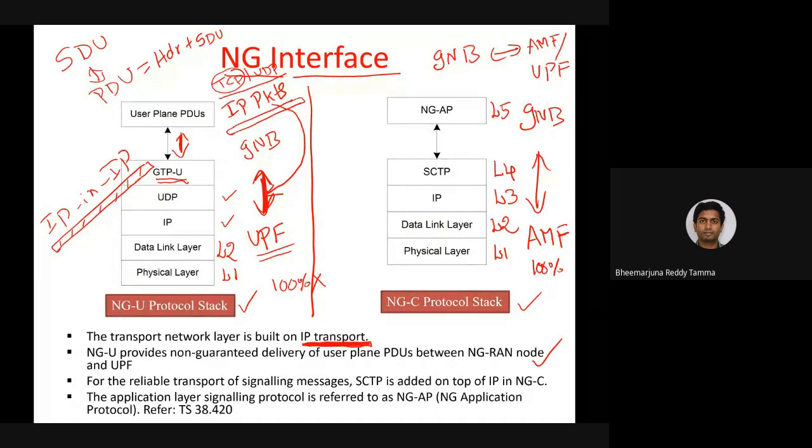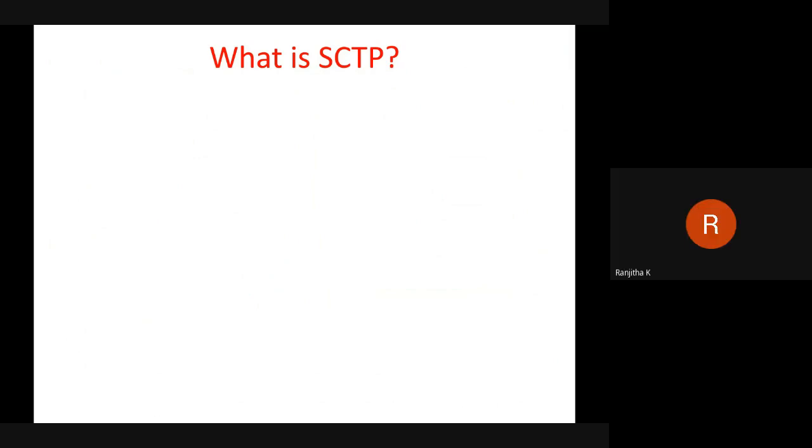But when it comes to the reference points or point-to-point interfaces between the base station and the core network, we have these P2P interfaces where you see two different stacks. Let's look at what SCTP is and how it is different from TCP and UDP.